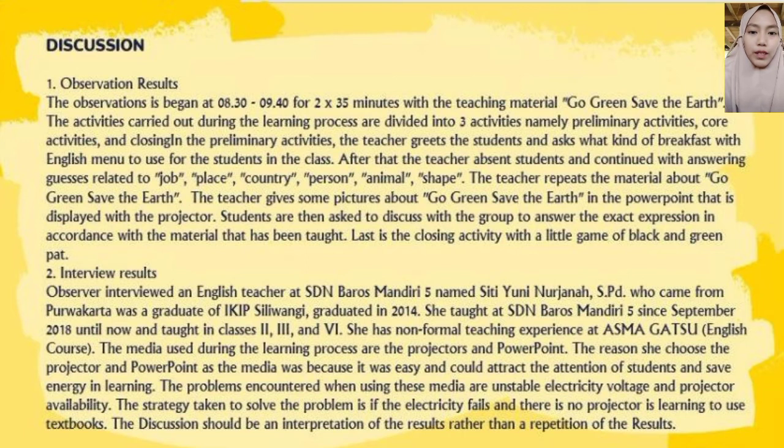The observation began at 7:39 until 9:14, for 2 x 35 minutes, with the teaching material Go Green, Save the Earth. The activities carried out during the learning process are divided into three activities, namely preliminary activities, core activities, and closing activities. In the preliminary activities, the teacher greets the students and asks what kind of breakfast with English menu to use for the students in the class. After that, the teacher takes attendance and continues with answering questions related to job, place, country, person, animal, and shape.